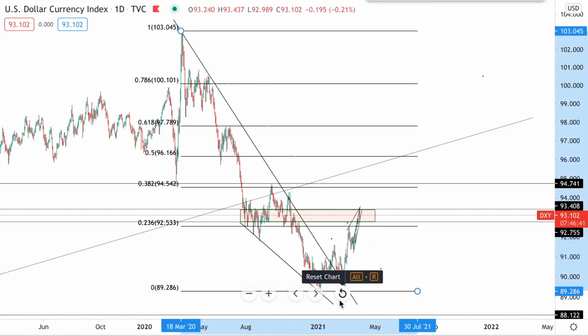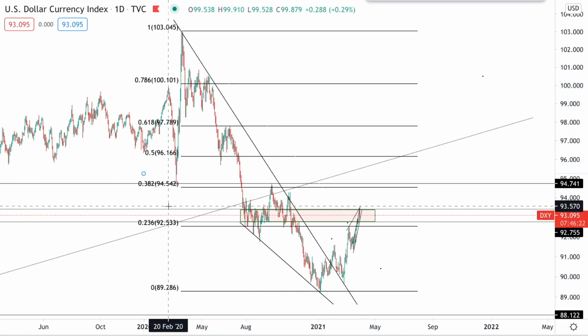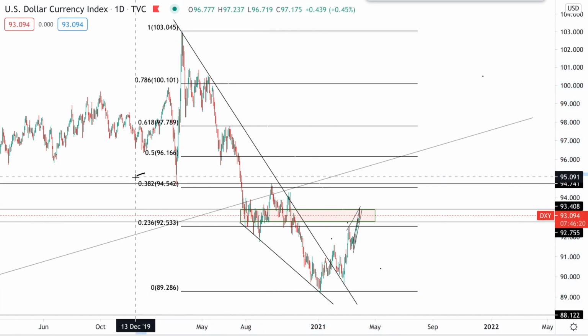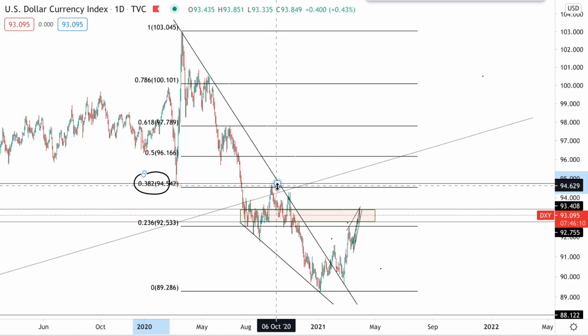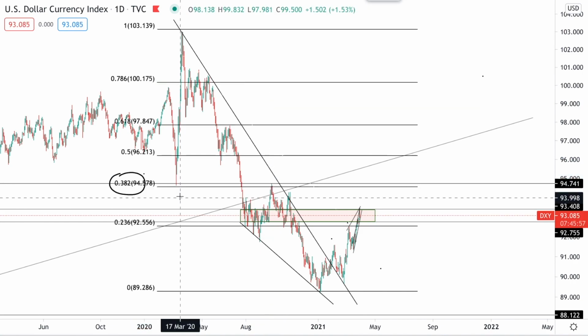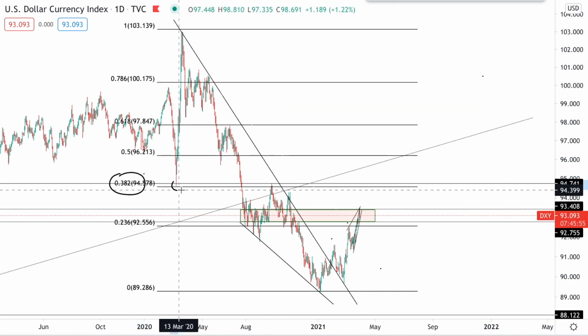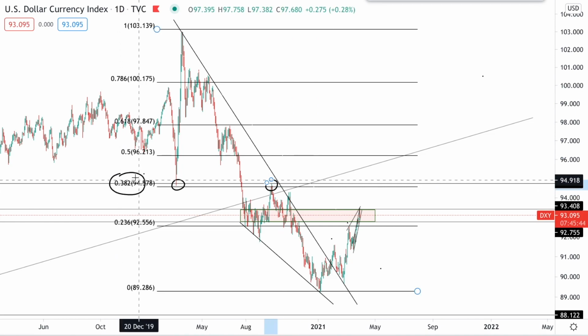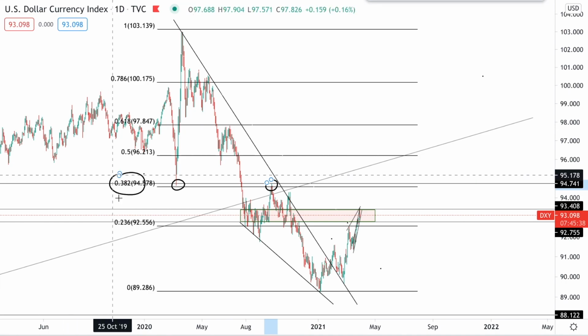So we capture that entire downtrend, and you'll quickly notice that the 0.382 level corresponds to this resistance zone here that acted as support right here and acted as resistance right here. This is a strong level of resistance. So is that something that we should be looking at, that 0.382 level on the DXY, for a potential reversal?